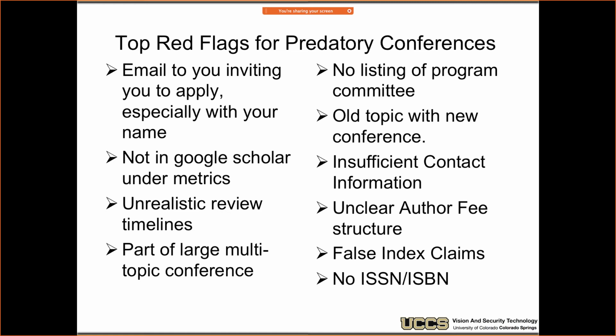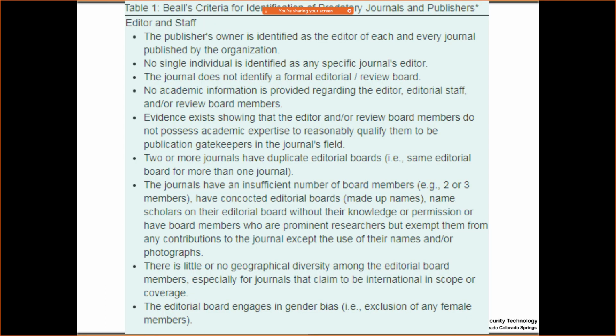If they don't have an ISSN or ISBN, right, and they're on a website, then it's also dubious in terms of where they're going to publish. So this is Beale's criteria for identification, many of which are also related. The publisher's owner is identified as the editor of each and every journal published by the organization. So this is another clear sign. If I have like 4 journals, and the same person is editing more than one journal, always junk. There's no editor that says, I'm going to edit 2 or 3 journals from the same organization at the same time.